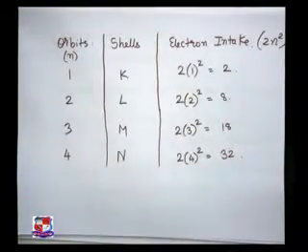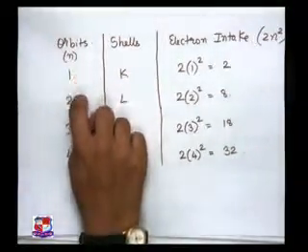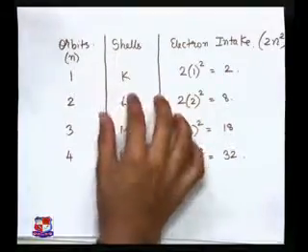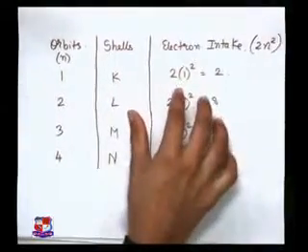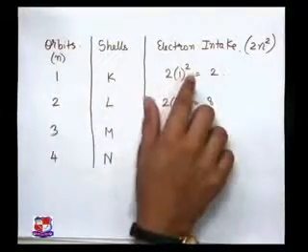Similar is the case for the shells. You can see here, you have orbits 1, 2, 3, that is basically your shells, K, L, M, N, that is denoted by the 2n square rule. Okay, so the 2n square rule is very simple. You have n as your orbit, so you can put the values.